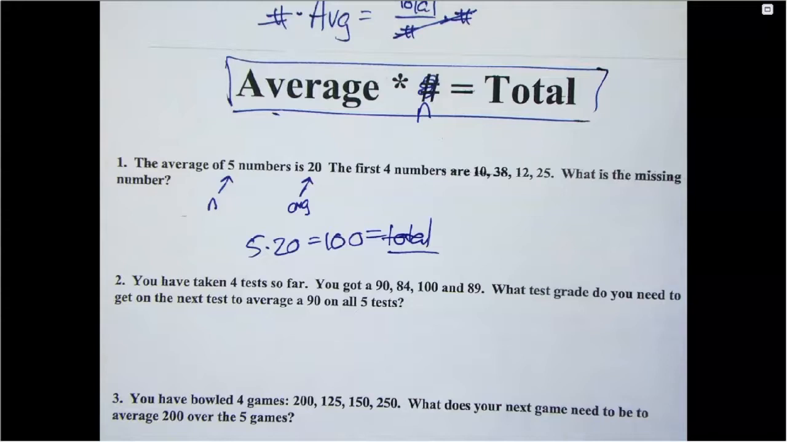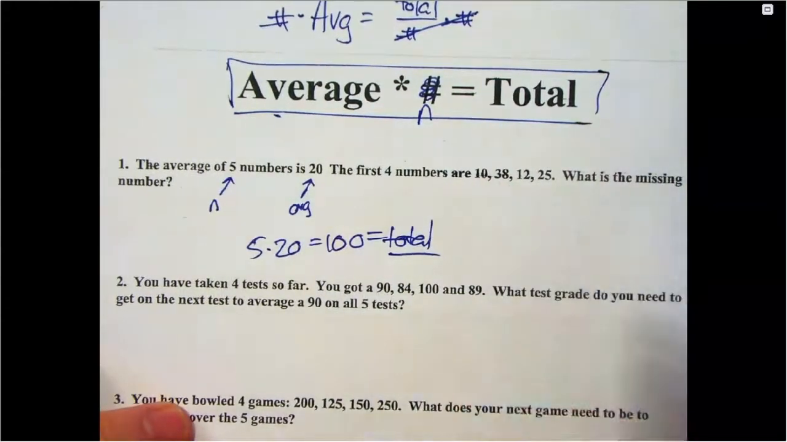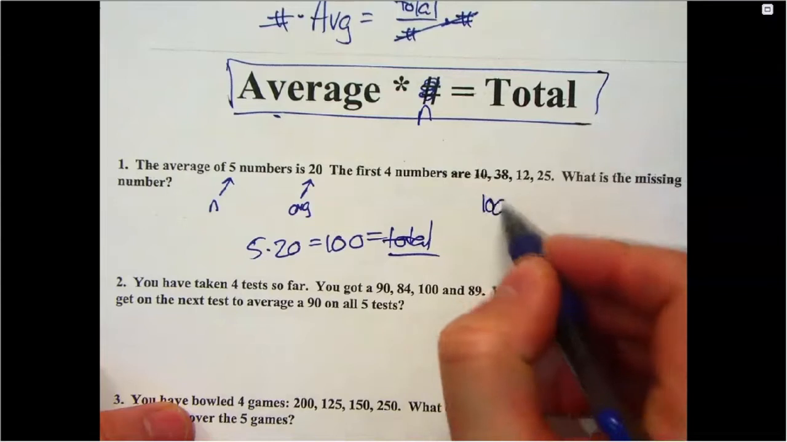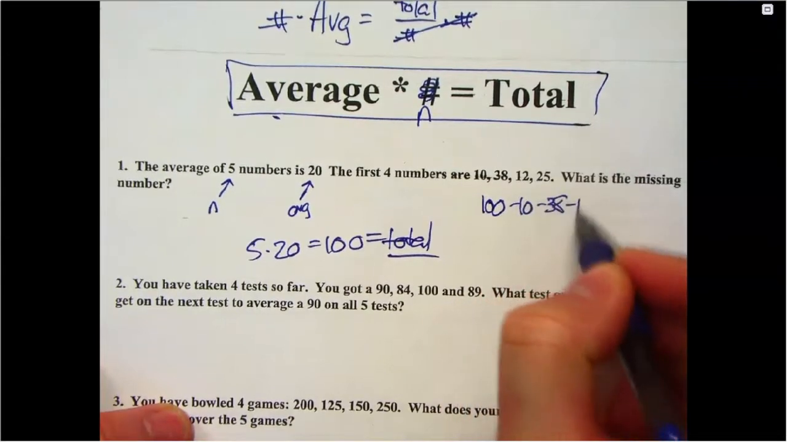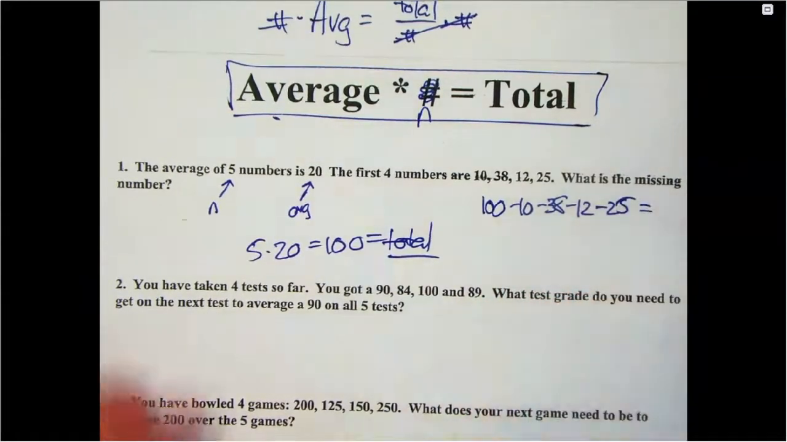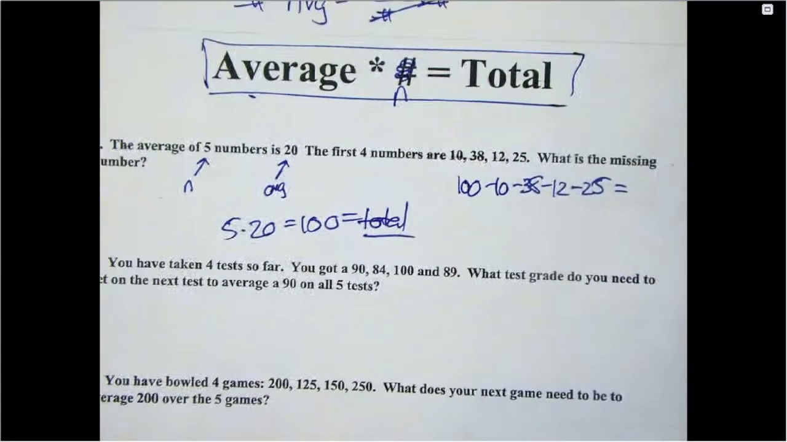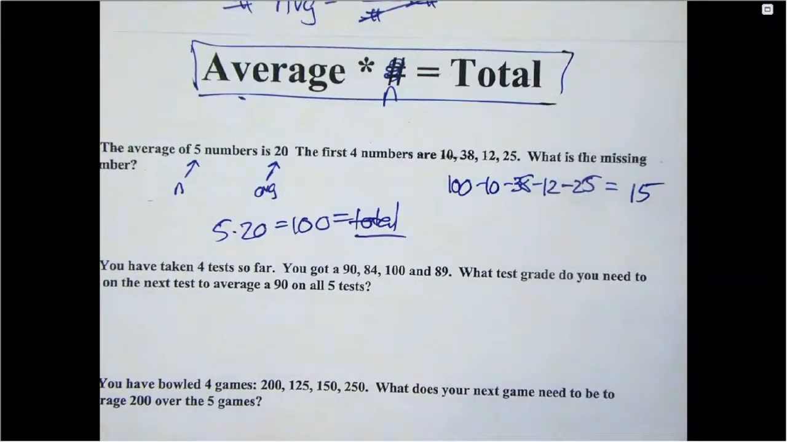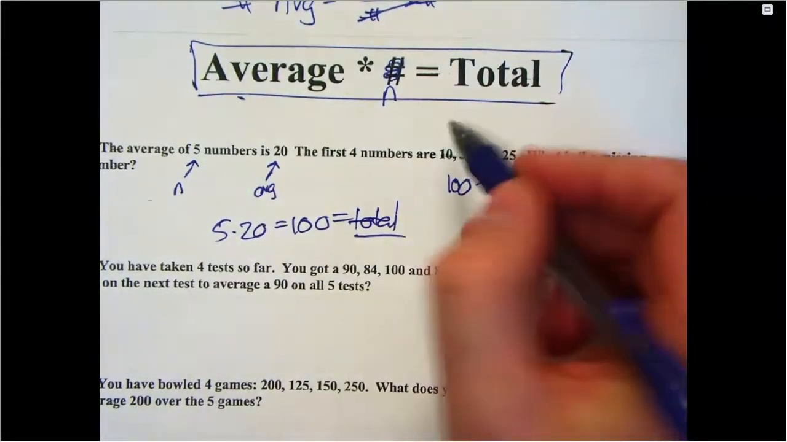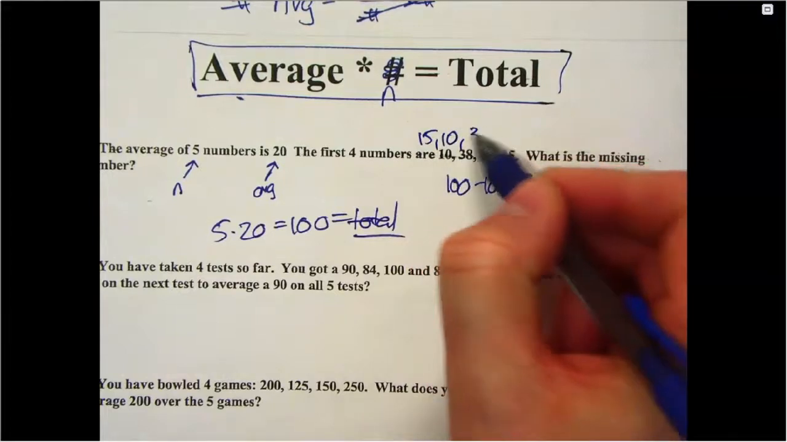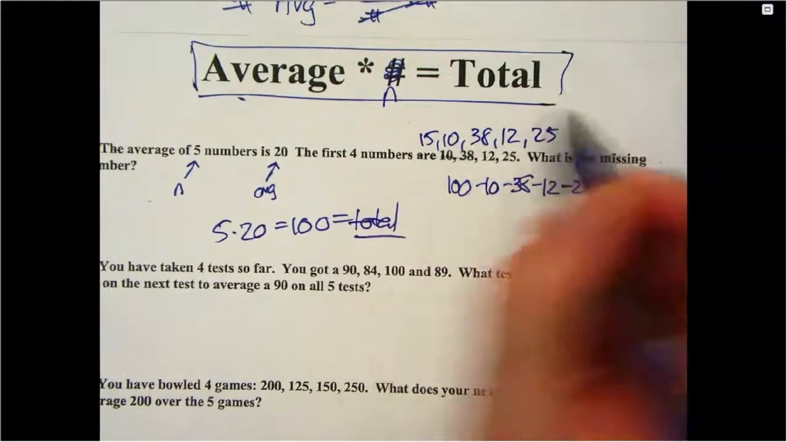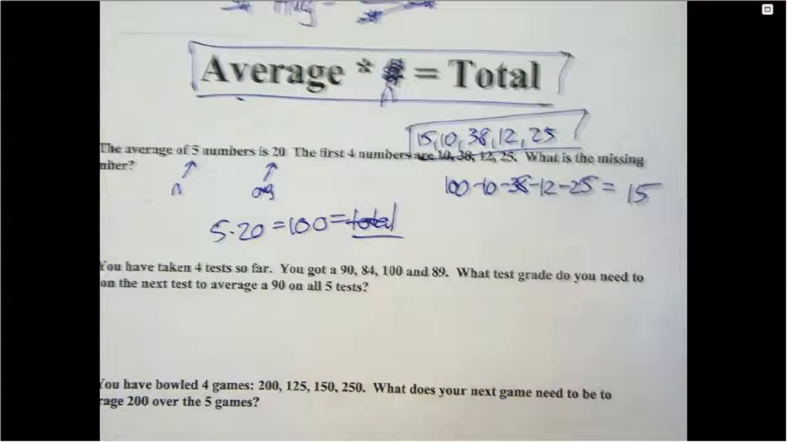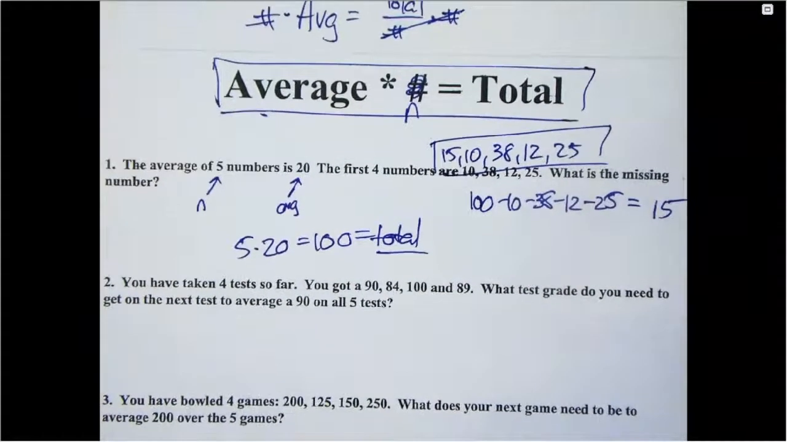And then I know 4 of the numbers. Like I know these 4. So all I do is get rid of those 4. So if I just go 100 minus 10 minus 38 minus 12 minus 25, whatever you have left is the missing number. So I get 15. If you want to check it, you can take 15, 10, 38, 12, 25. Like this is your group now. If you add all those up and divide by 5, you should get 20.